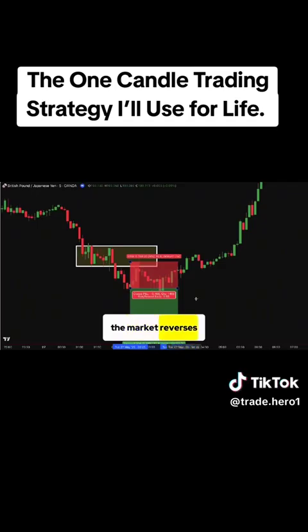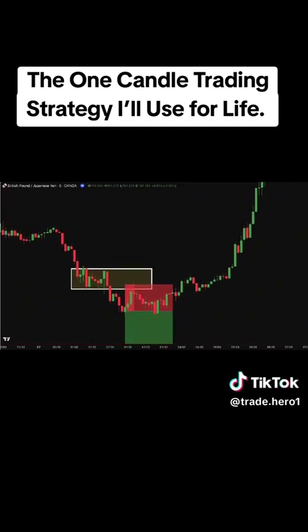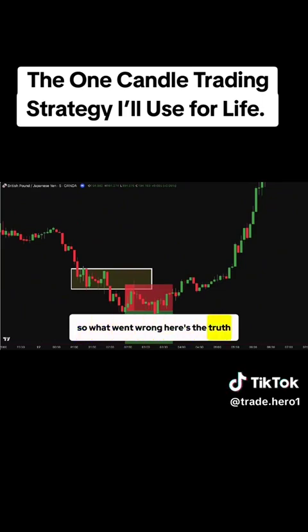The market reverses. It shoots up aggressively in the opposite direction. You're stopped out within minutes. So what went wrong? Here's the truth. That wasn't a real compression candle. It was just a basic inside bar, nothing more. And if you don't know the difference, you'll keep falling for the same trap. That's why most retail traders lose money, because they trade these patterns without understanding context.